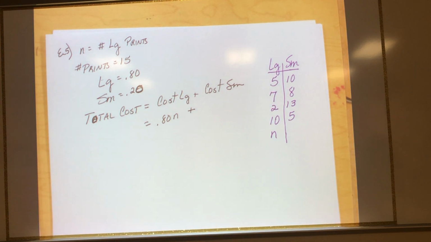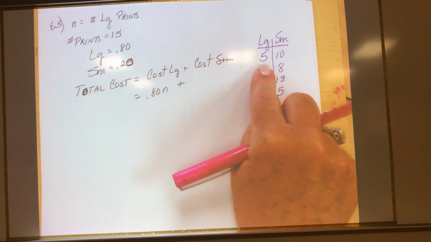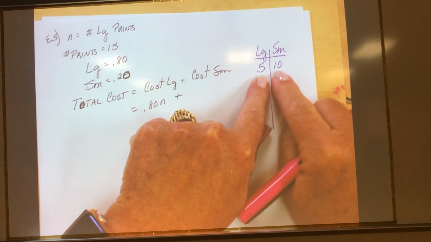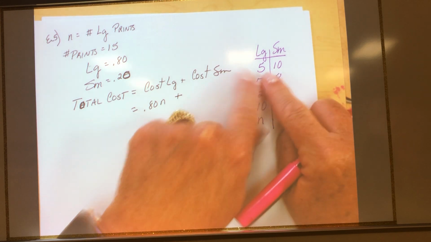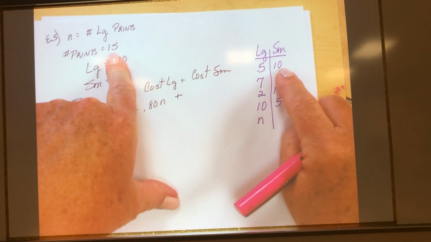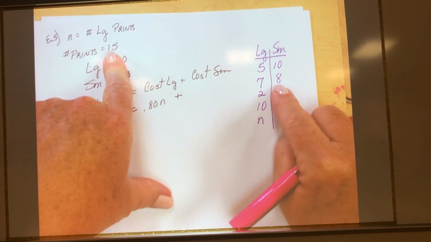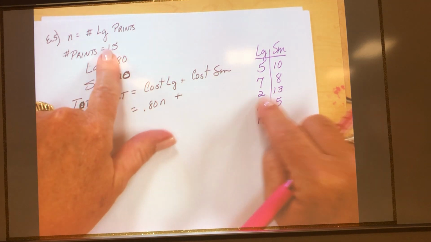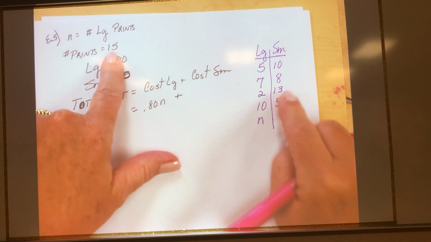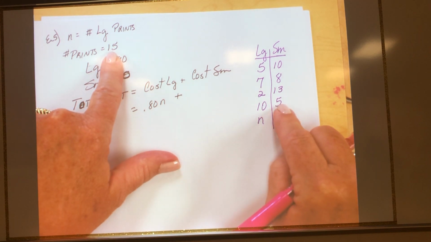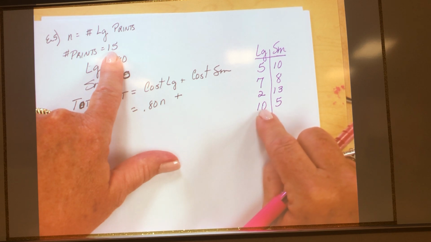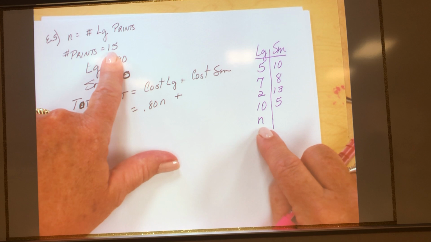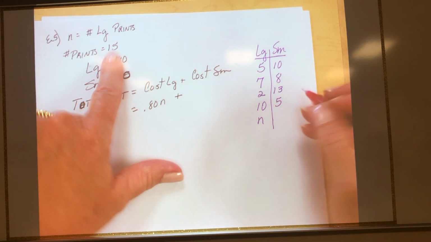Okay, I'm going to start again. Listen to me. If I tell you this number, can you find this number right here? Yes. 15 minus 5 is 10. 15 minus 7 is 8. 15 minus 2 is 13. 15 minus n is 5. Sorry, 10. 15 minus 10 is 5. So 15 minus n is the smalls.